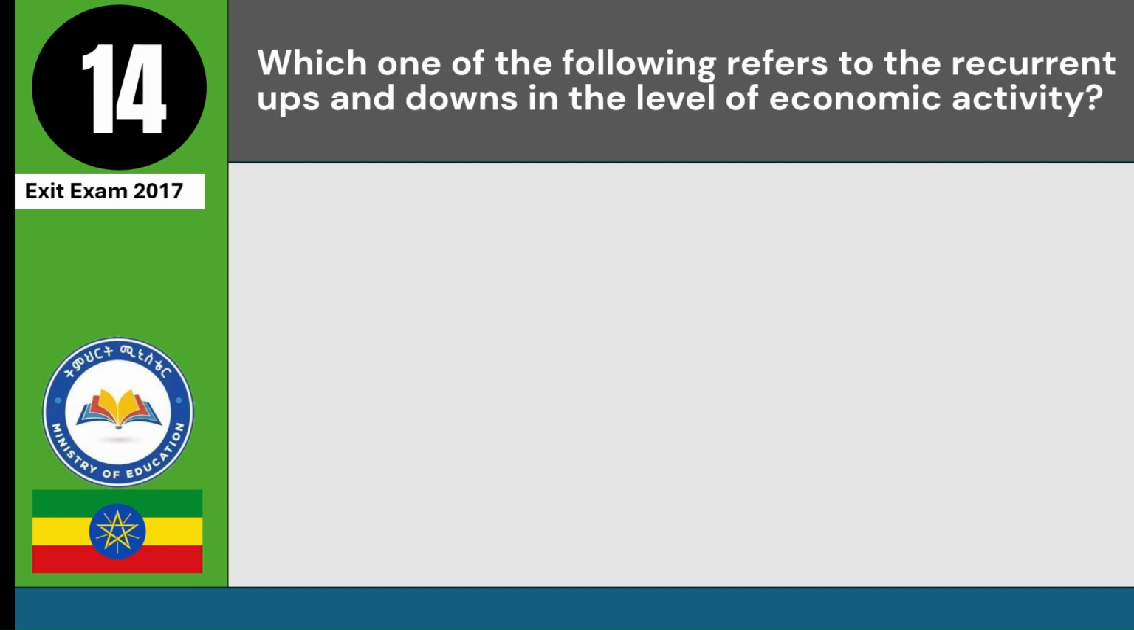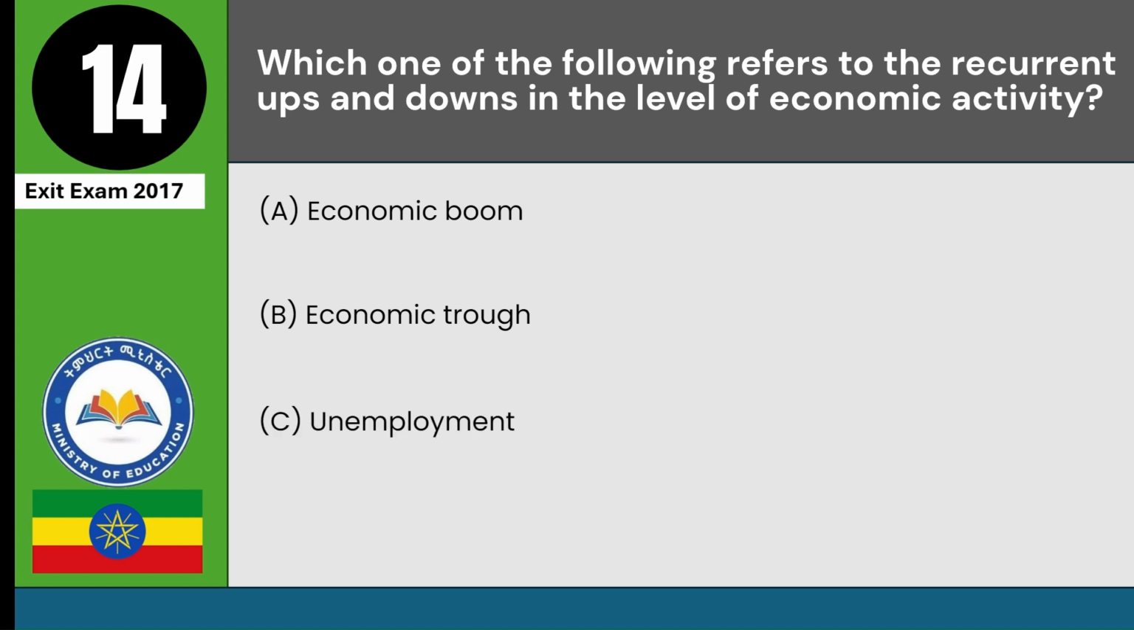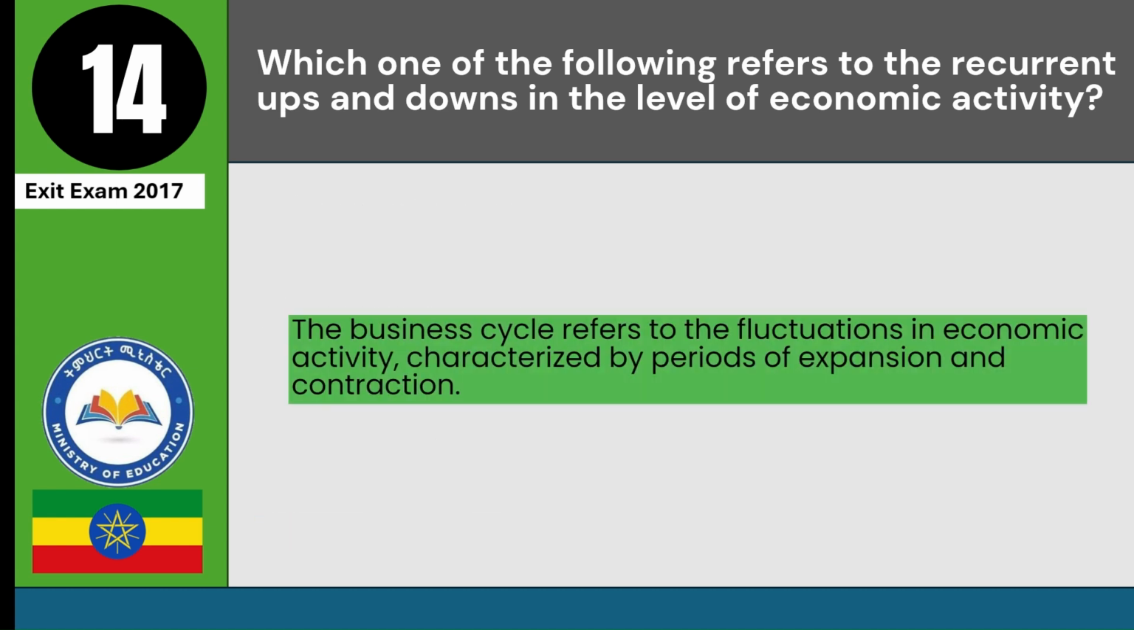Which one of the following refers to the recurrent ups and downs in the level of economic activity? A. Economic boom. B. Economic trough. C. Unemployment. D. Business cycle. Answer D. The business cycle refers to the fluctuations in economic activity, characterized by periods of expansion and contraction.